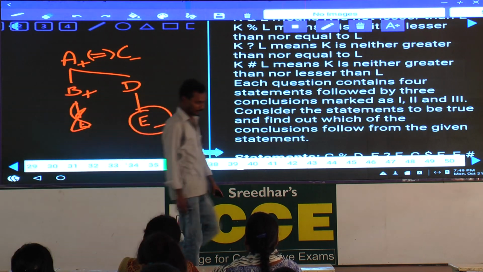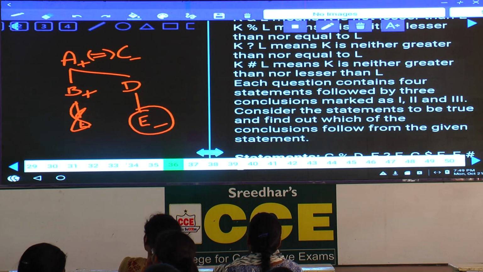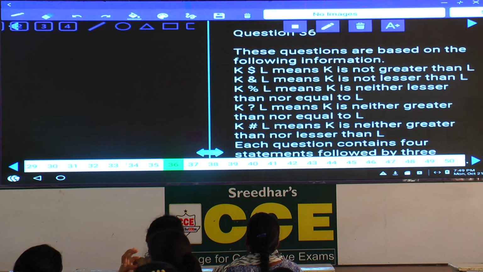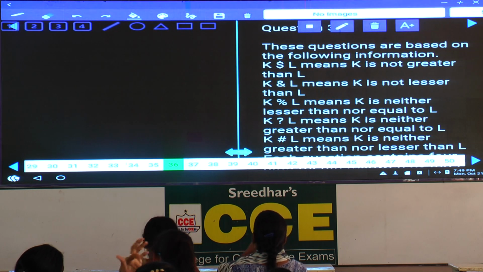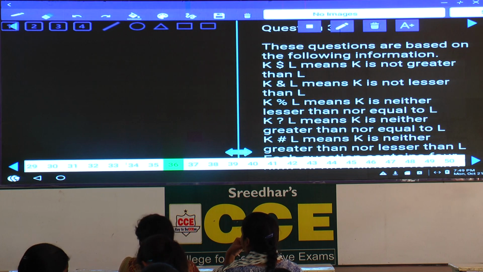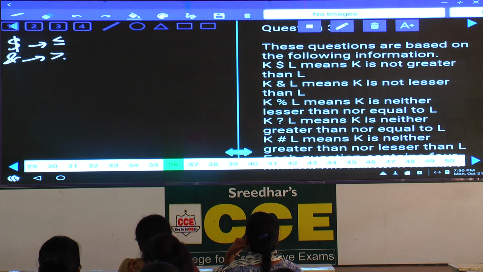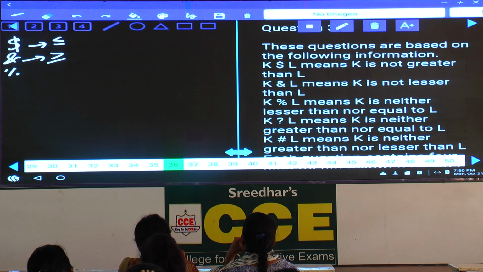Then question number 36 onwards, 36 to 40. Now coded inequalities. In this coded inequalities, dollar, what does this dollar stand for? Dollar means not greater than, that is lesser than or equals to. And stands for not lesser than, that means it is greater than or equals. Percentage is neither lesser than nor equal to, it must be greater than.